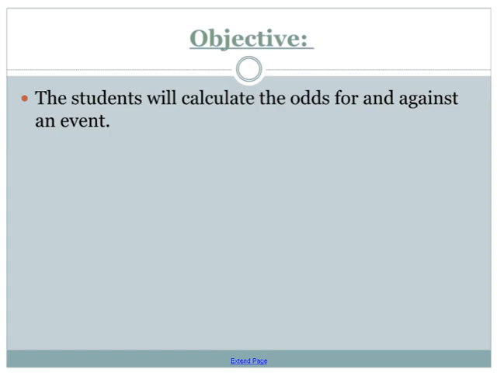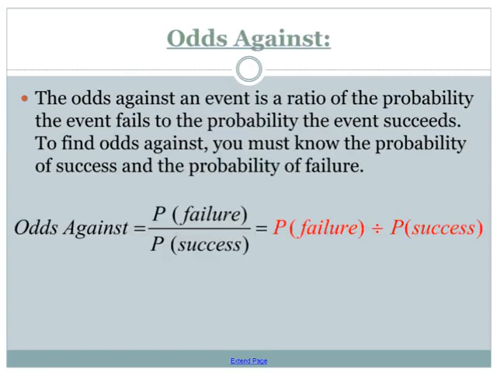Okay, so let's go ahead and explore a little bit about what these are, because the numbers that you get are slightly different than you do with probability. The odds are actually a ratio of the probability that the event fails to the probability that the event succeeds. Now, that specifically is the odds against something happening, because in a little bit, we're going to look at the odds in favor of something happening.